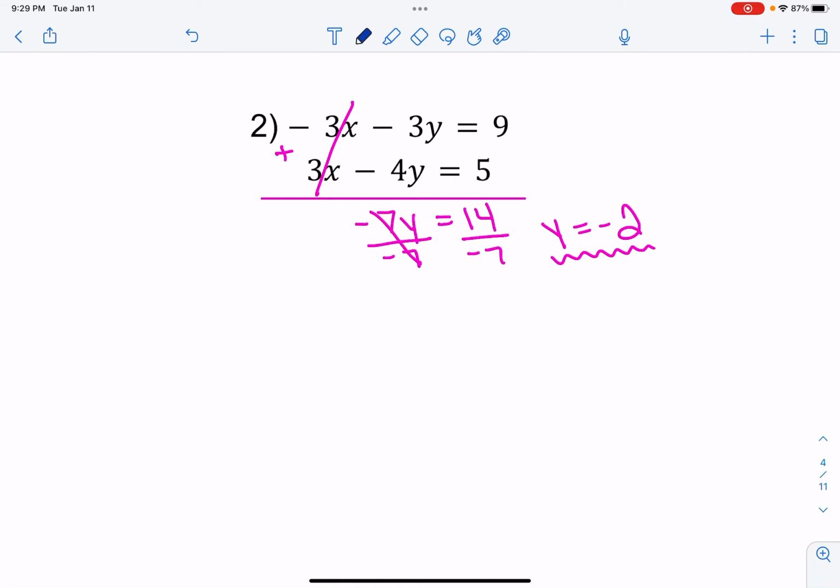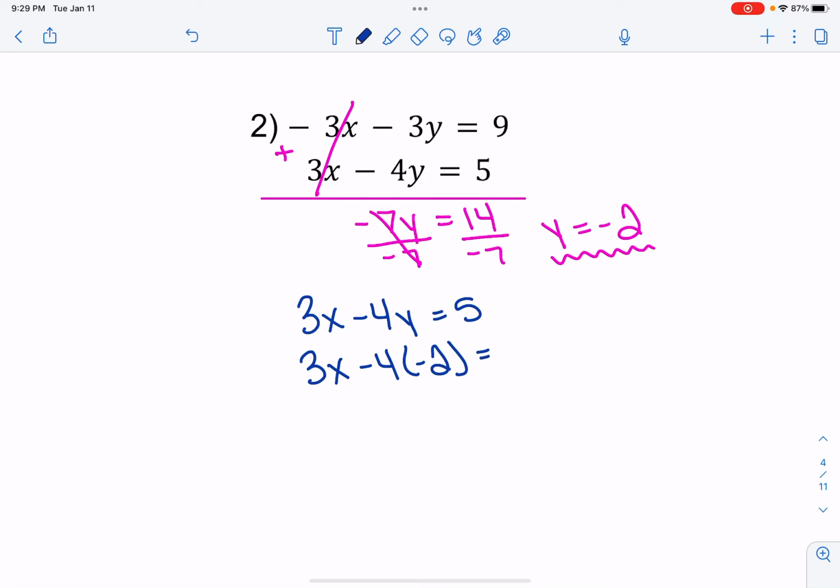Then we need to solve for x. So we just pick one of our top two equations and we plug in. I'm going to use 3x minus 4y equals 5. And then I'm going to plug in that negative 2 for y. So we have 3x. Remember, this is negative 4 times negative 2, which gives us a positive 8. And then we still have that 5.